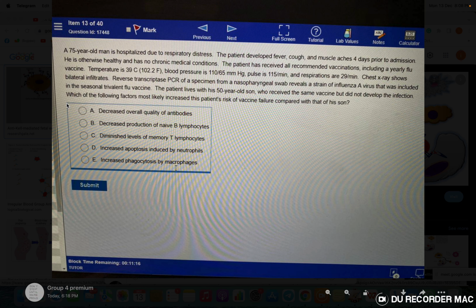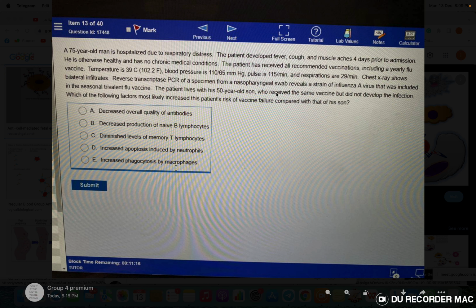Learn how to read the question, guys. You start from the last line. Which of the following most likely increased his risk of vaccine failure compared with his son? Okay, so they are asking about vaccine failure. Let's go back to the question. He has respiratory distress, symptoms of influenza, basically. The patient has received all recommended vaccinations, including the yearly flu vaccine, but it has failed, obviously, since he got it. The temperature is high, and the chest X-ray shows bilateral infiltrates, really bad influenza A, which was confirmed on PCR.